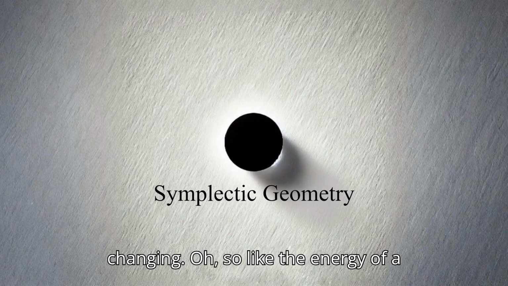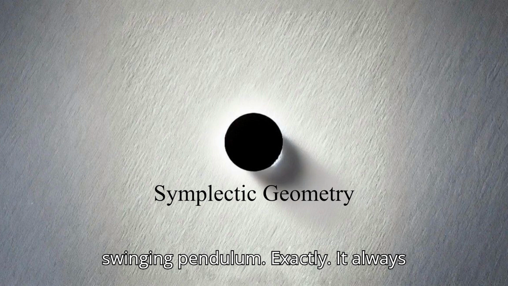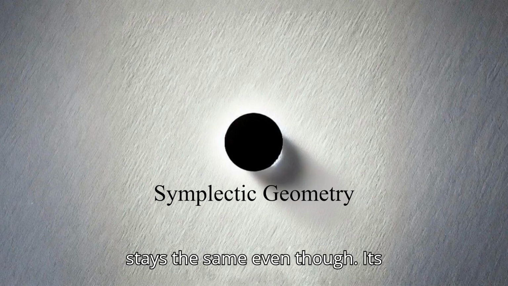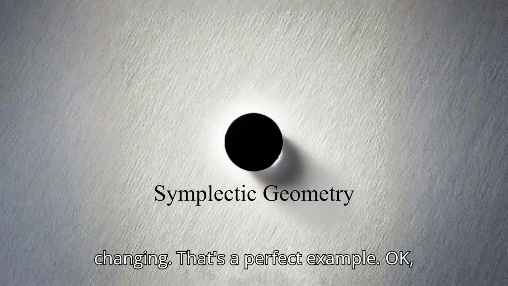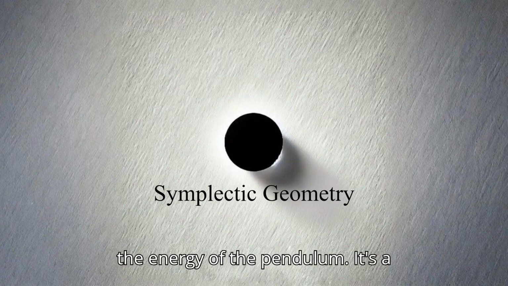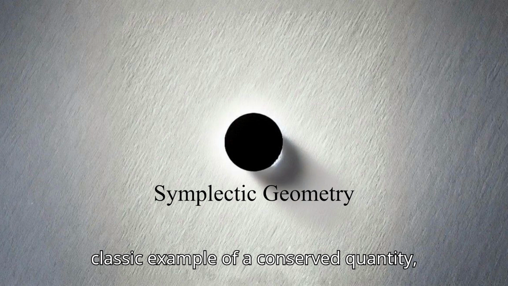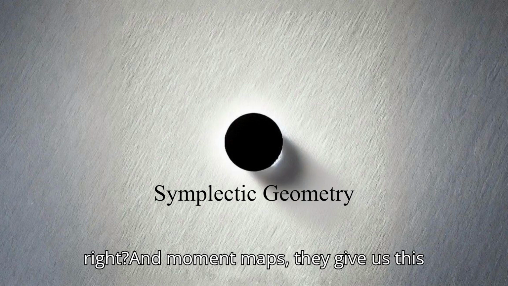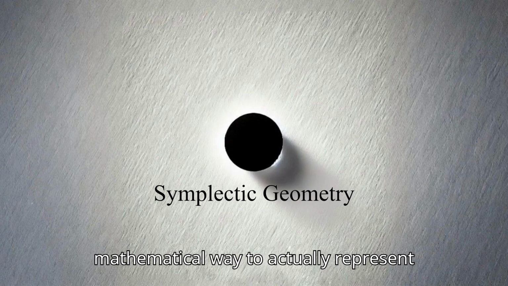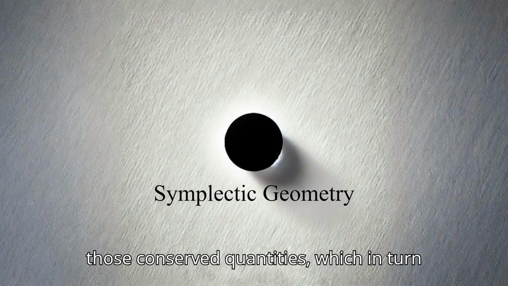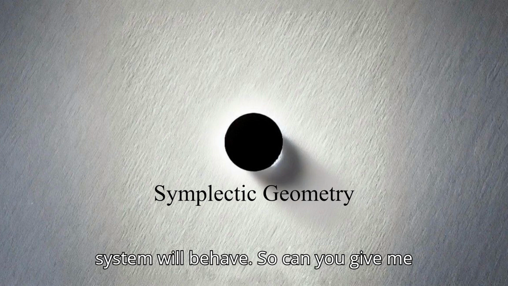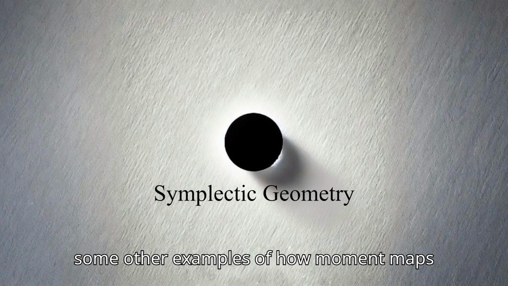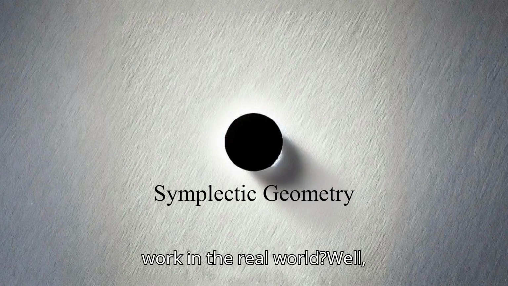Oh, so like the energy of a swinging pendulum? Exactly. It always stays the same, even though its position and speed are constantly changing. That's a perfect example. The energy of the pendulum is a classic example of a conserved quantity. And moment maps give us a mathematical way to actually represent those conserved quantities, which in turn helps us analyze and predict how the system will behave. So can you give me some other examples of how moment maps work in the real world?